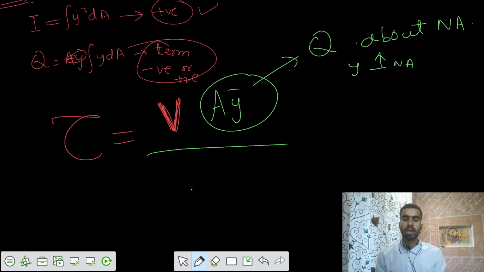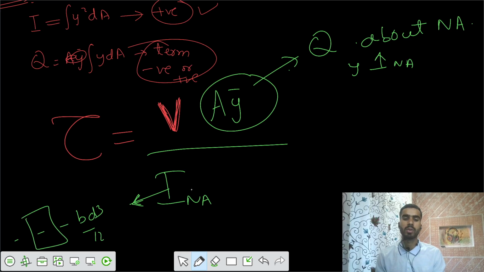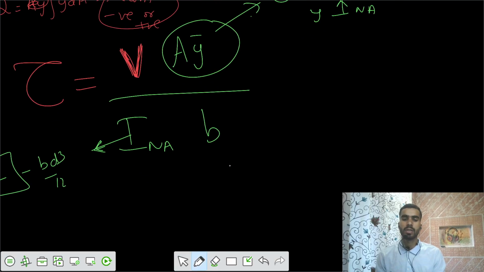After that we have first moment of area about the neutral axis. That's the second moment of area about the neutral axis, so that's bd³/12 for this rectangular section. And then we have the width, that's b. This is the width of the cross section at point A.